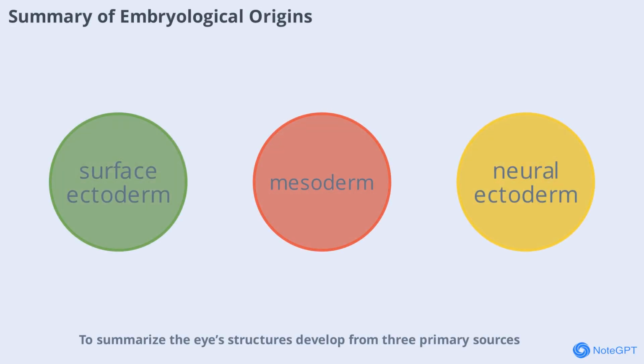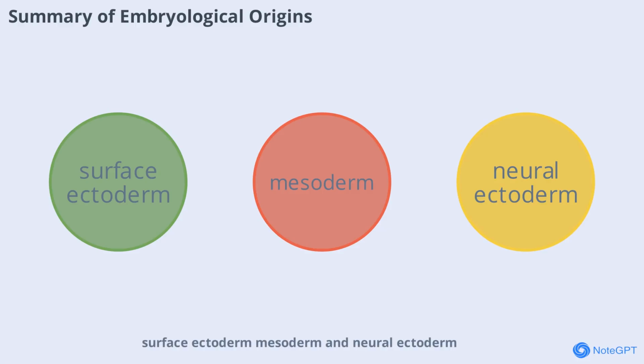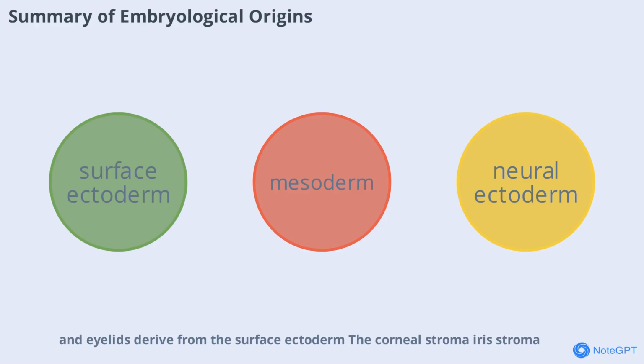To summarize: the eye structures develop from 3 primary sources: surface ectoderm, mesoderm, and neural ectoderm. The conjunctival and corneal epithelium, crystalline lens, and eyelids derive from the surface ectoderm. The corneal stroma, iris stroma, ciliary body, and extraocular muscles originate from the mesoderm. The retina, optic nerve, and pigment epithelium are products of the neural ectoderm. This intricate interplay ensures the formation of a fully functional eye, ready for the complex task of vision.